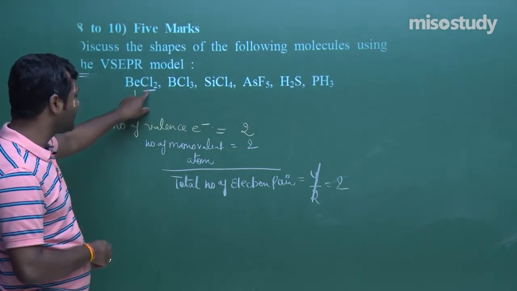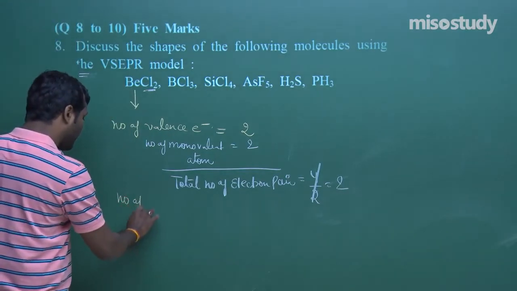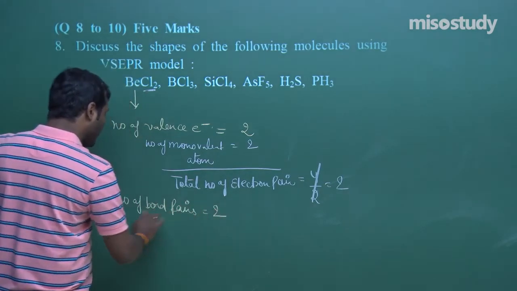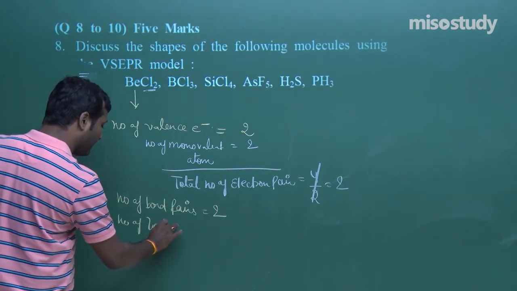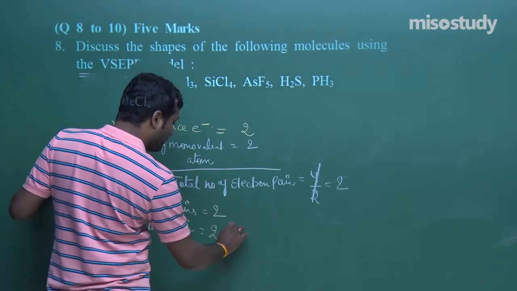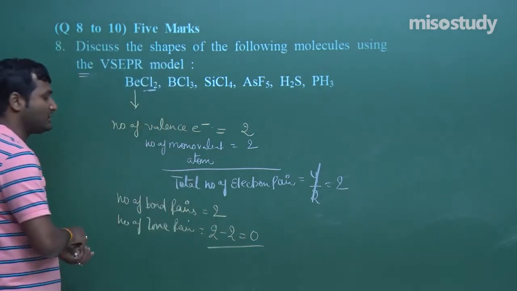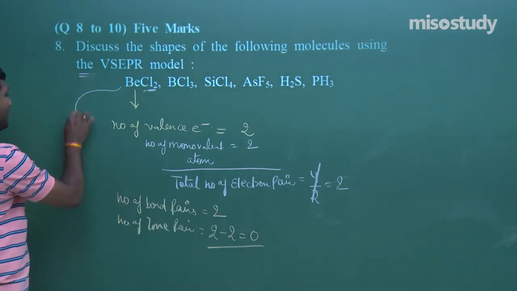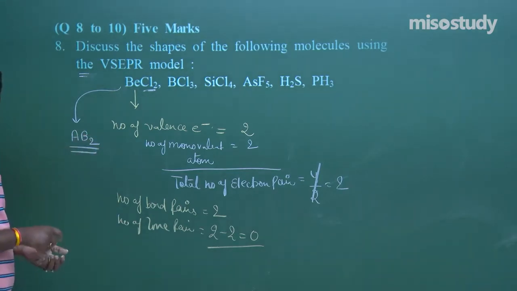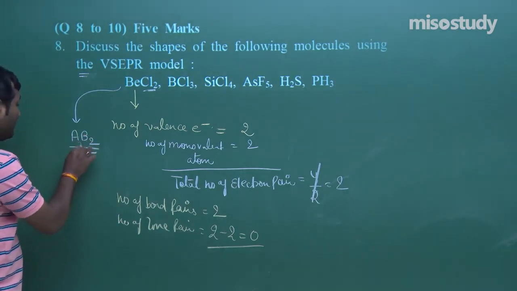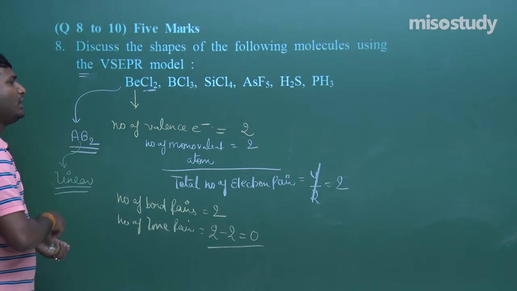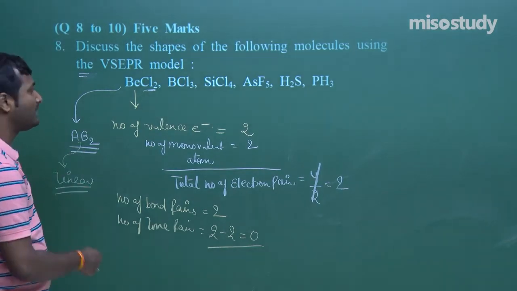Now, how many bonds are there? 2 bonds. So the number of bond pairs will be equal to 2. Then what is the number of lone pairs, my friend? Number of lone pairs will be equal to total number of electron pairs minus bond pairs, that is 0. So what is the formula in this case? AB2. And if the formula is AB2, then I have given you a table. So in this case we will say the shape is, my friend, linear. You can solve each and every question. What I'm telling you is very easy.